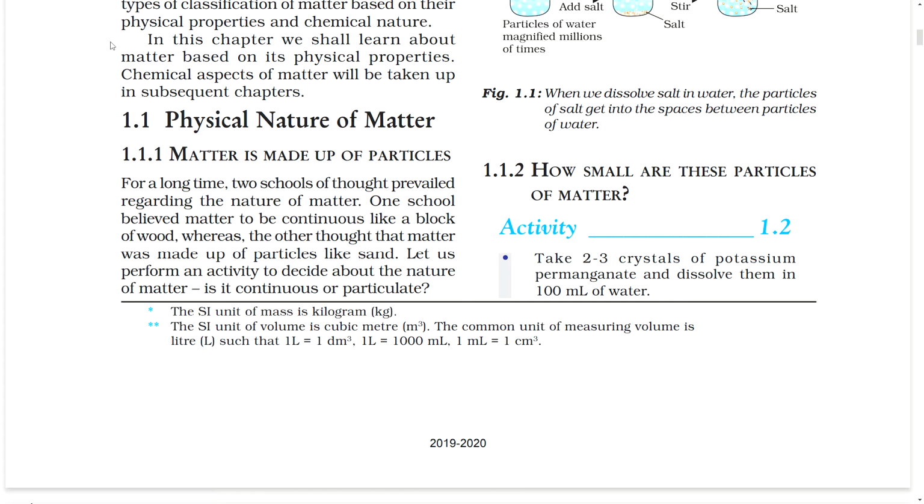The SI unit of mass is kilogram, kg. The SI unit of volume is cubic meter, m cube. The common unit of measuring volume is liter, L, such that 1 liter equals 1 dm cube. 1 liter equals 1000 ml. 1 ml equals 1 centimeter cube.